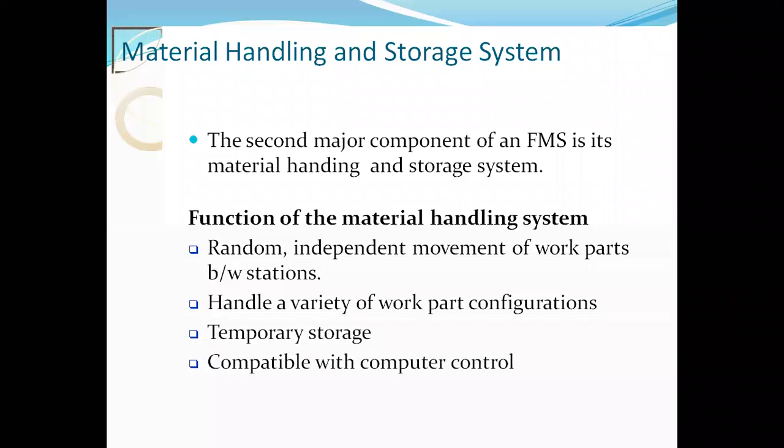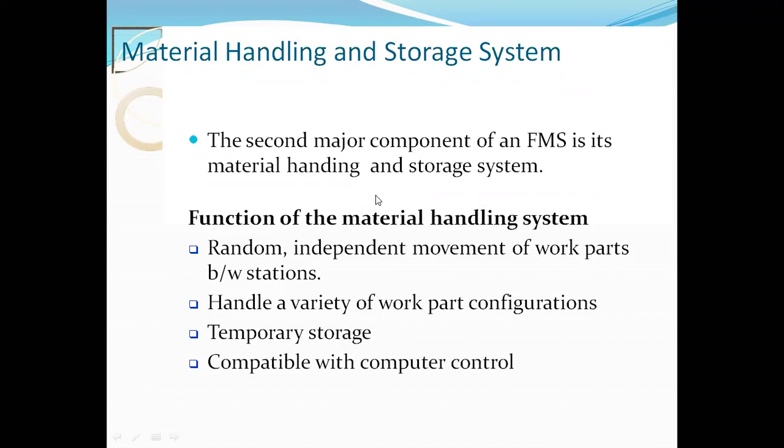But if you see what are the functions of the material handling system in any manufacturing industry, the main function is to move the components between the workstations. It means independent movement of the components from one workstation to the other workstations. Okay, say in workstation number 1, the machining is completed. It is supposed to be taken to the next workstation.